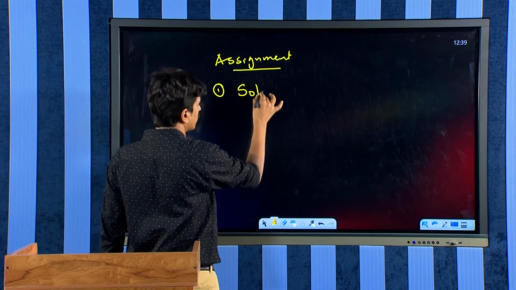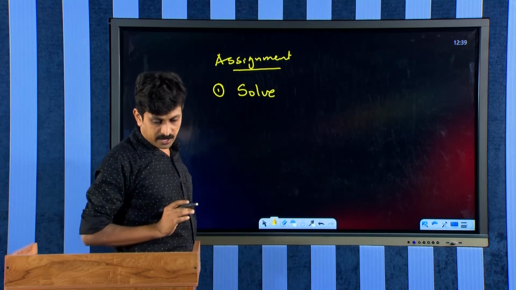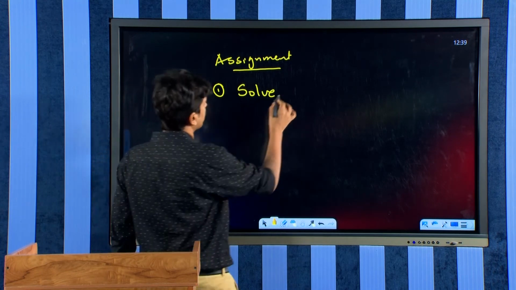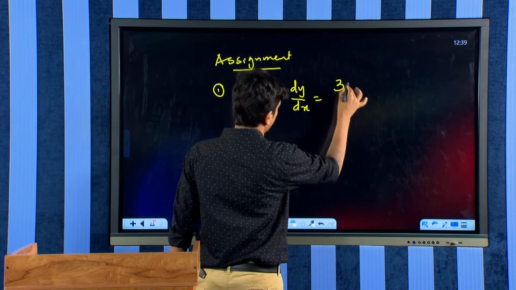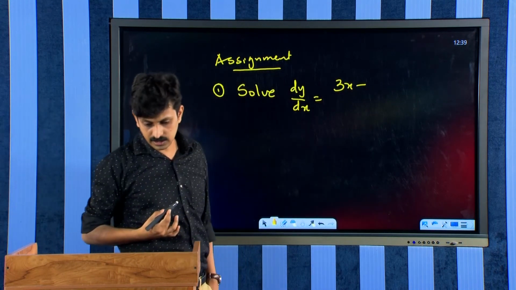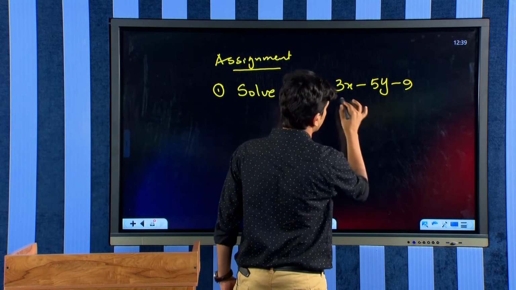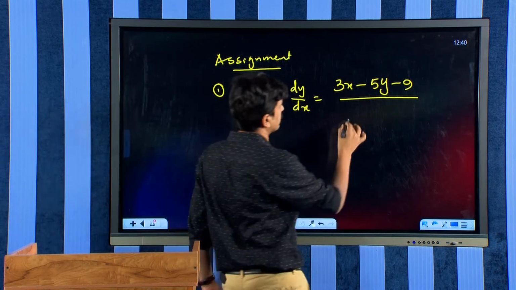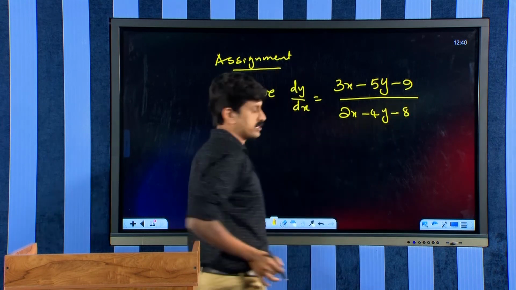Question 1, solve (x plus 2y minus 3) dy by dx is equal to (3x minus 5y minus 9), divided by (2x minus 4y minus 8).